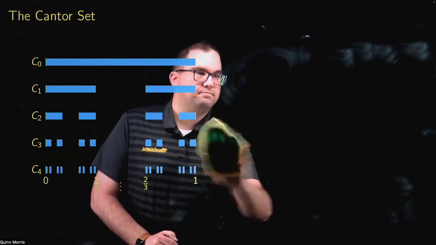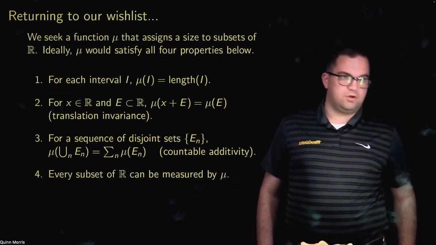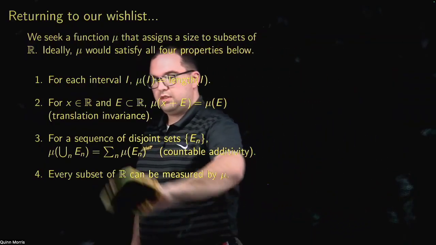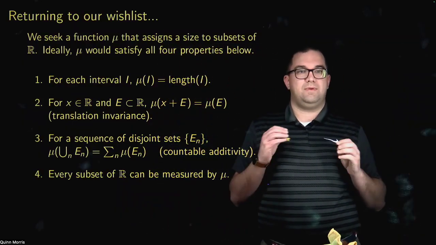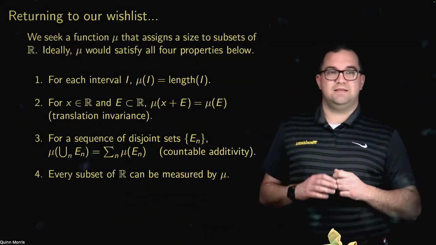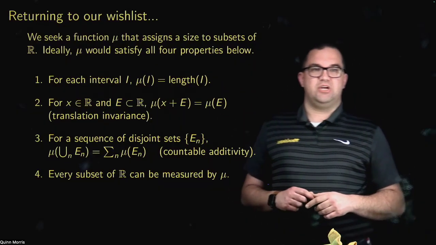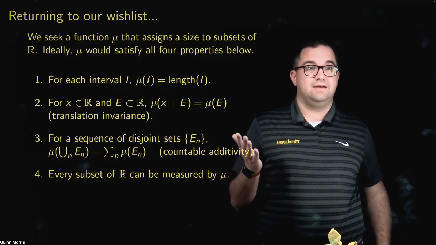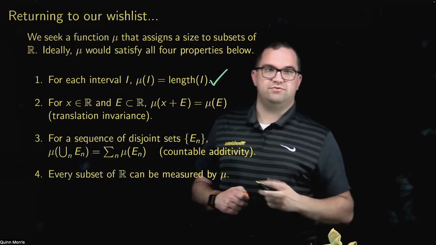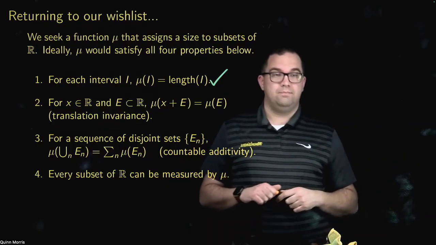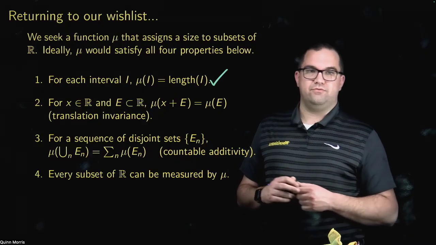All right. Now, I want to conclude this video by revisiting, we talked about this earlier, our wish list. And I just want to emphasize what we've done in the way that we have defined Lebesgue measure. So remember, our goal at the very beginning was to come up with a function that assigns a size to subsets of R with the following properties. We wanted the measure of each interval to be its length. Done, right? We have made sure that happens. We've shown that all intervals are measurable, and we have also shown that the outer measure of an interval is its length. Therefore, the measure of that interval is its length.